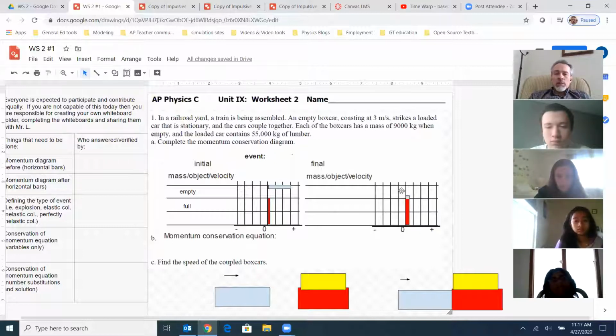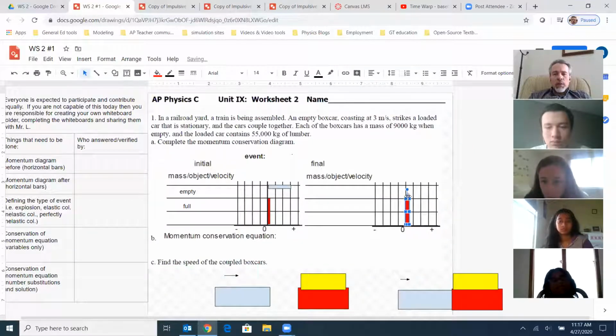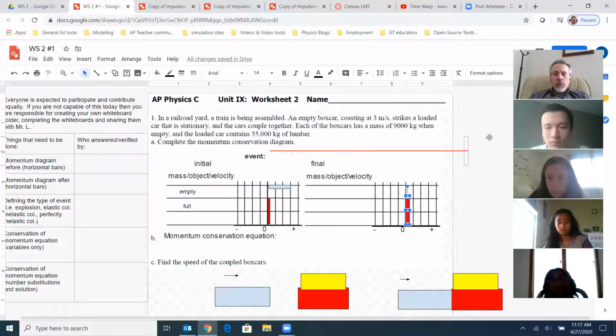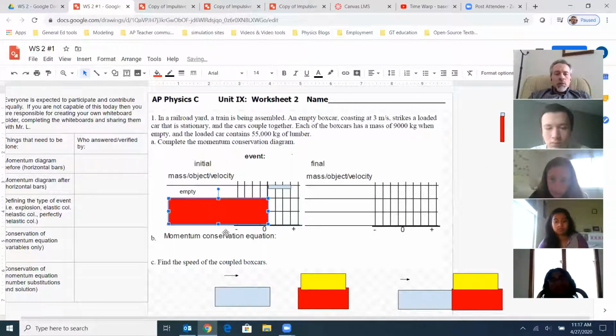So let me move these out of the way. Ignore these two here, okay? In fact, let's move this one out of the way too. Dang it.